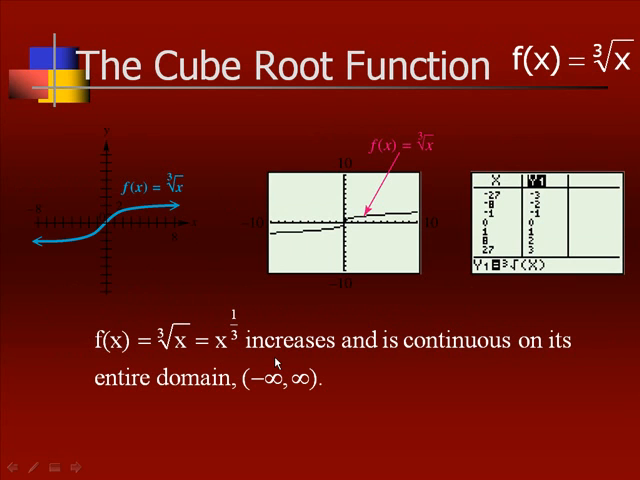Now the cube root function, f of x equals the third root of x, sort of looks like the cube function laying on its side. F of x equals the third root of x increases on its entire domain, and it's continuous on its entire domain, and it runs all the way from left to right, so we say that the domain is negative infinity to infinity.